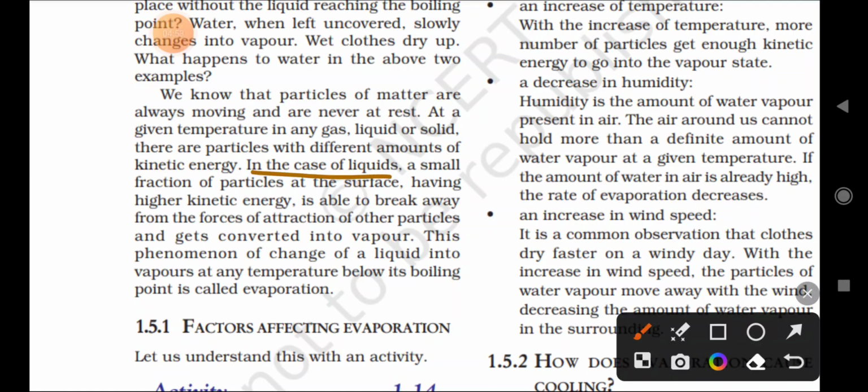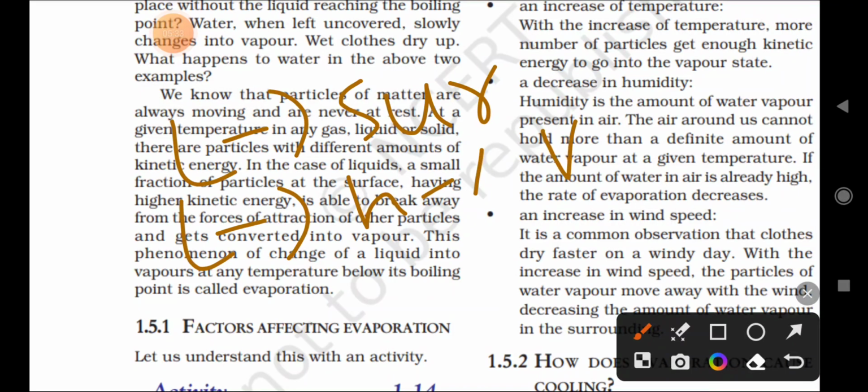So in the case of liquids, a small fraction of particles at the surface have a higher kinetic energy, and they are able to break away from the forces of attraction of other particles and get converted into vapor. In the liquid state, the surface of the liquid has more kinetic energy, and they can break the force of attraction between the particles, and they are converting into the vapor state.